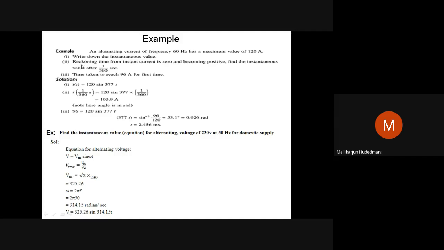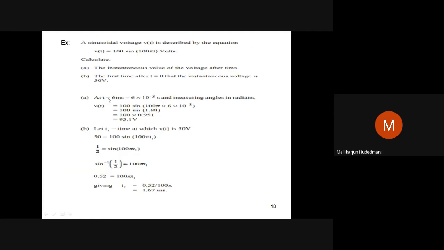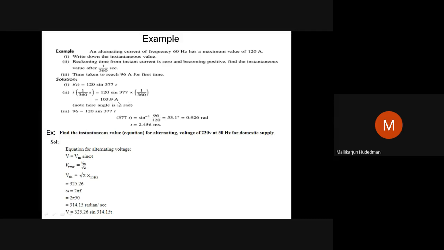Then what is the second one? Reckoning time from the instant the current is 0 and becoming positive, find the instantaneous value after 1 by 360th second. At 1 by 360th second, what is the value? It is a similar problem we have solved earlier also. Just substitute in the equation you obtained t equal to 1 divided by 360. Then what is the current it is going to give you in radians? You have to get it in the radian mode.